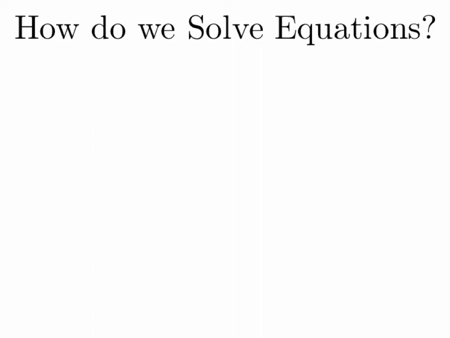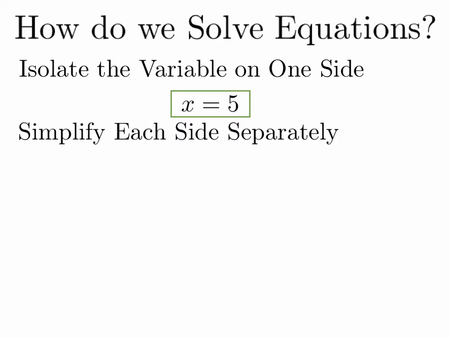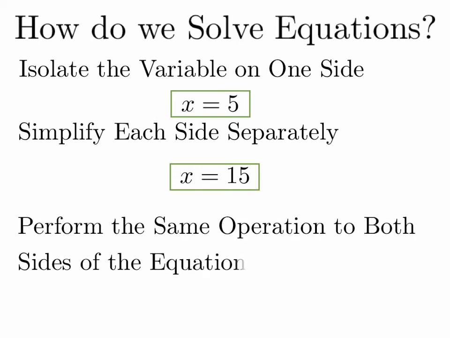So how do we solve equations? Well, the first thing is you want to isolate the variable on one side. So something like this, you have x equals 5, and that's generally your final answer. Another way to solve equations is to simplify each side separately. So we have this trivial equation, x equals 8 plus 7. Well, we can just simplify that to x equals 15. Now, both of those are pretty trivial cases, but the more important case is to be able to perform the same operation to both sides of the equation.